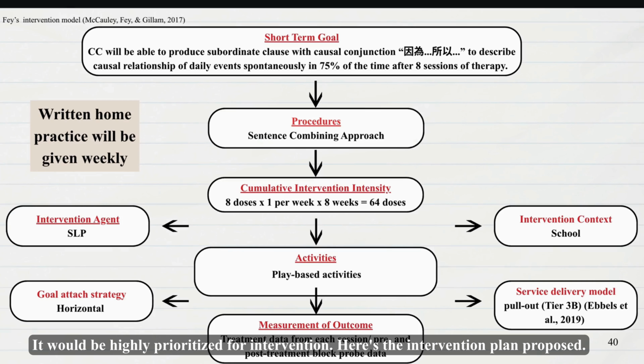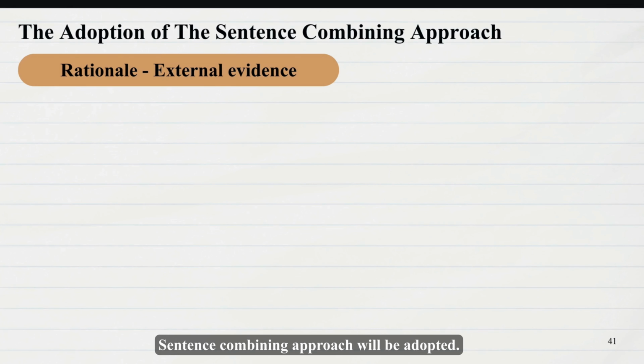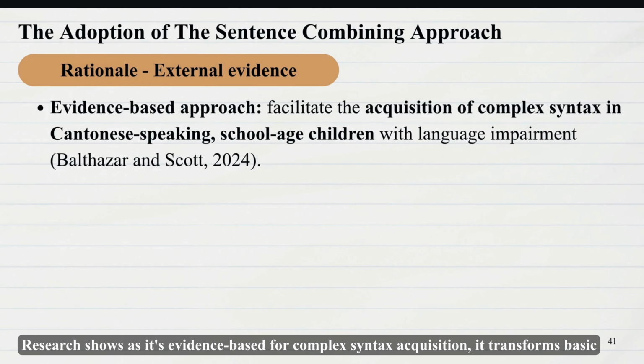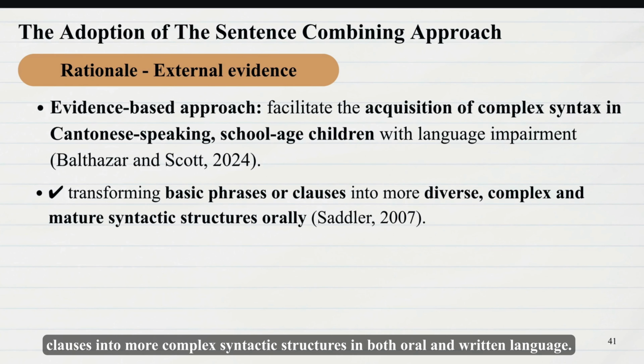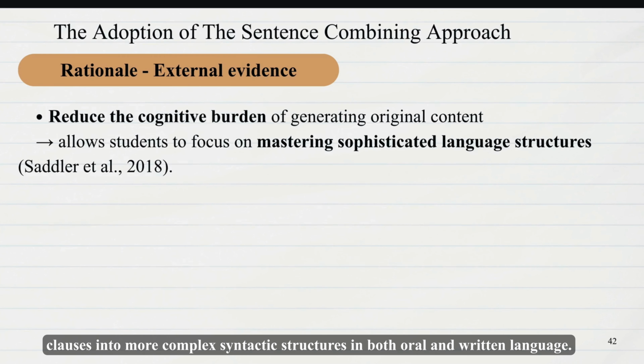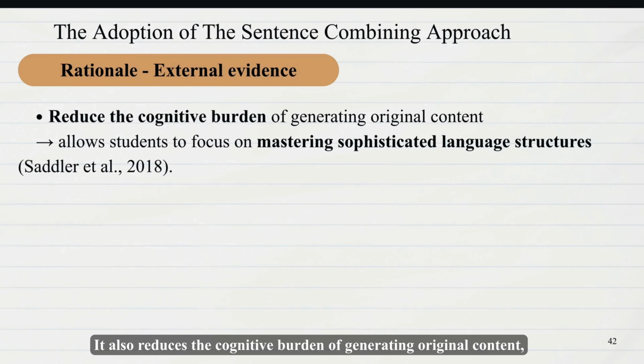Here's the intervention plan proposed. The sentence combining approach will be adopted. Research shows it is evidence-based for complex syntax acquisition. It transforms basic clauses into more complex syntactic structures in both oral and written language. It also reduces the cognitive burden of generating original content, putting focus on sophisticated language structures.